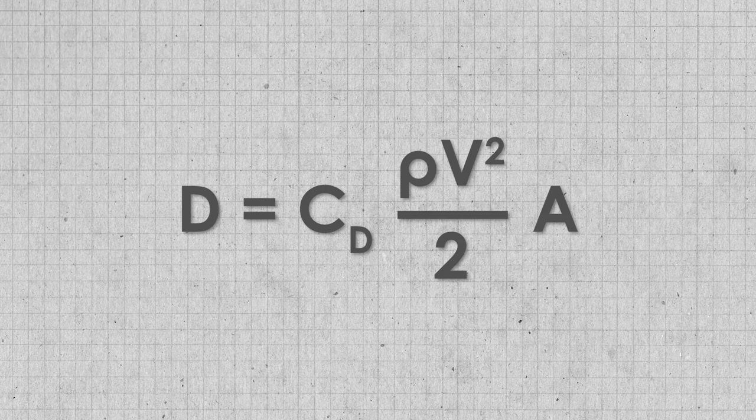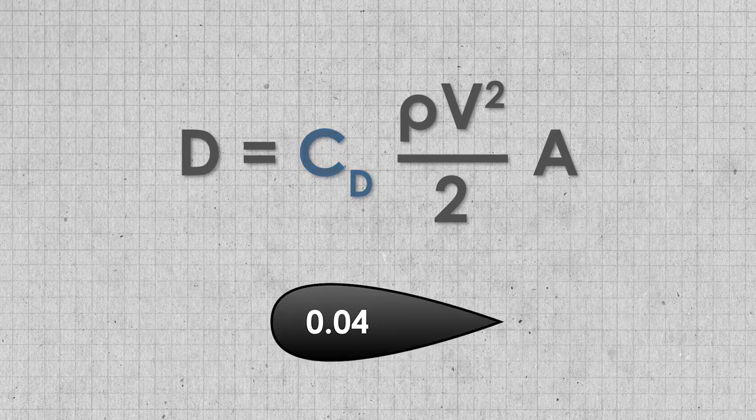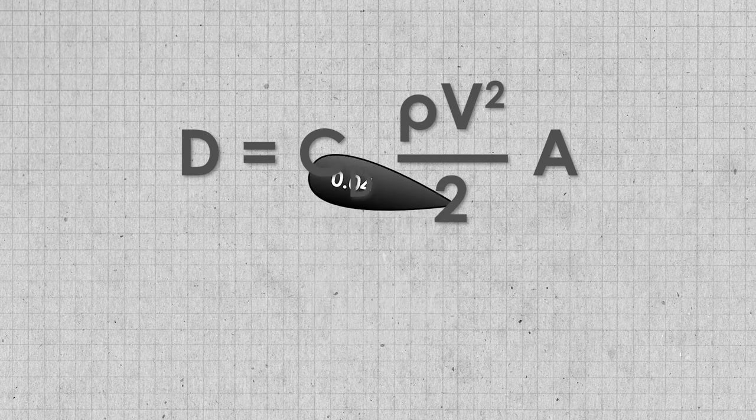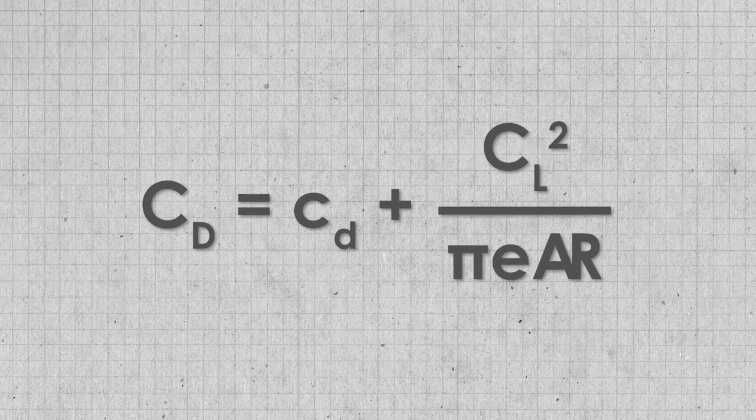You can decrease drag by streamlining your object, which decreases C_D. You can also shrink the object, which decreases area, slow the object down to reduce the velocity term, or even fly at higher altitudes to reduce the air density. This all makes intuitive sense. But when we add wings to the object, it gets a bit more complicated. C_D is no longer a constant, it actually changes with angle of attack, or more specifically, lift. This results in a new equation that looks like this.